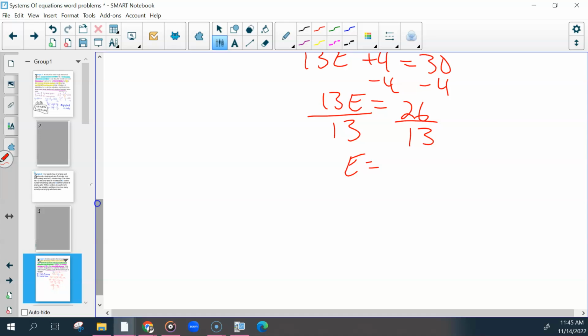What does E represent? The cost of earrings. So 2, whatever, the cost of, we would label it as dollars. $2.